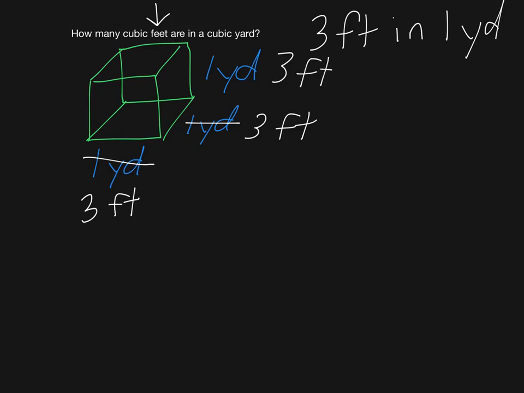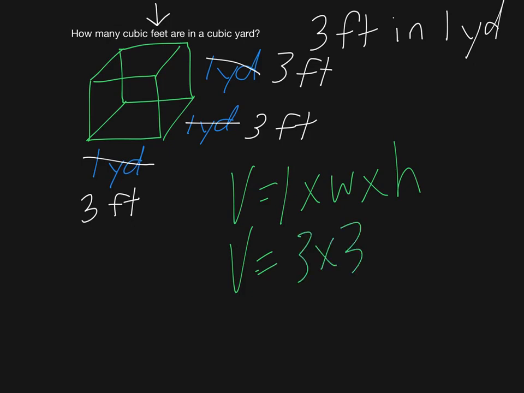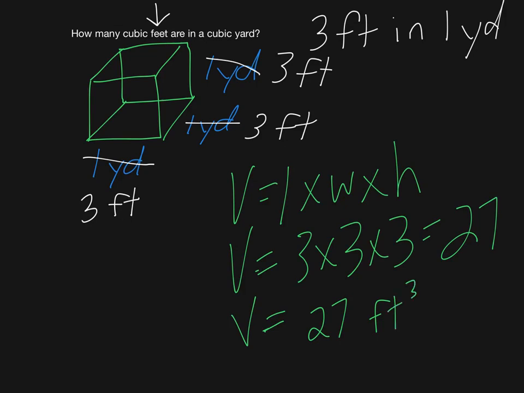So I drew my picture, I converted using the problem, and now I use the formula volume equals length times width times height. So volume is going to equal 3 times 3 times 3, which gives me 27. Now we cannot forget our label. Whenever we have volume, we are dealing with cubes, so it needs to be 27 feet with a 3. Feet with a 3 there means cubic feet, or you could also write out cubic feet.